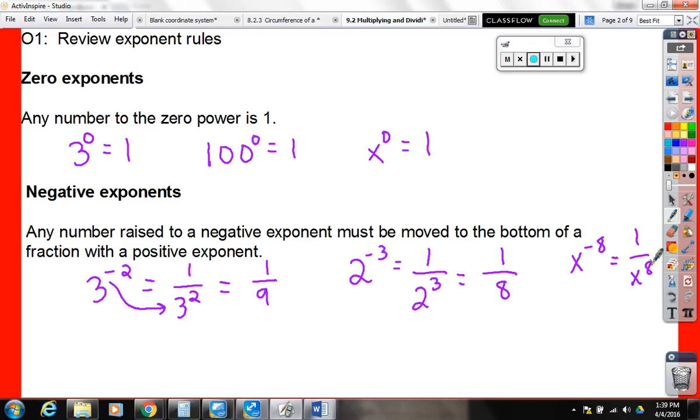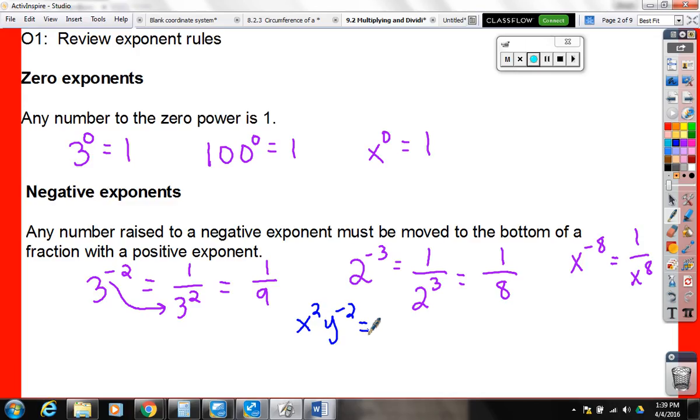What if we had something like this? Say we had x squared y to the negative 2. How do you think you would write that? Nick, what do you think? 1 over x squared y to the second. Not quite. Evelyn has an idea. What did you say? Just tell me your idea. Okay. 1 over x to the negative second power y.